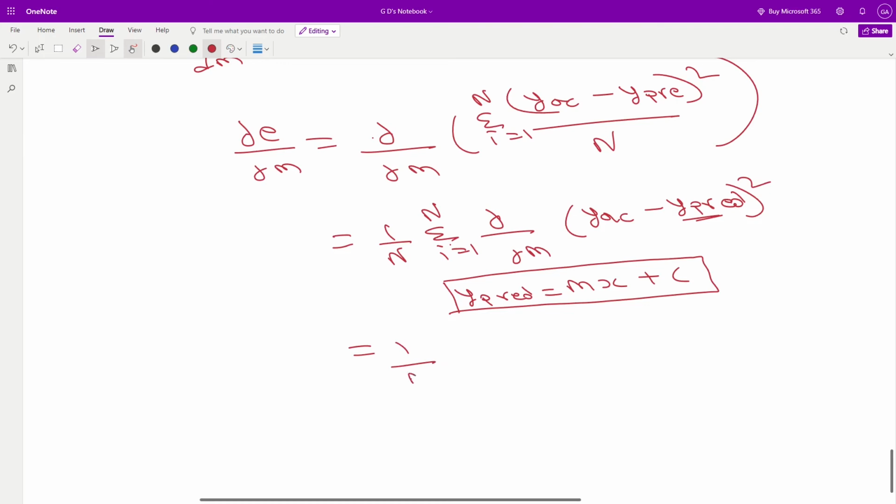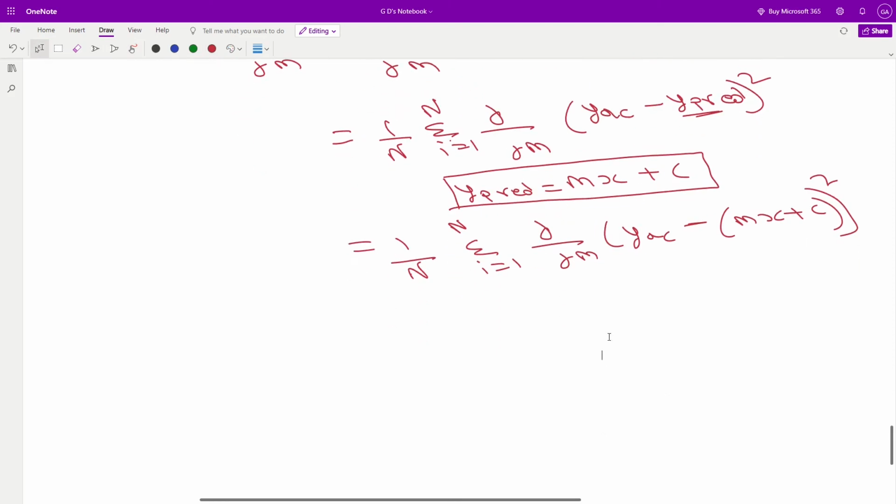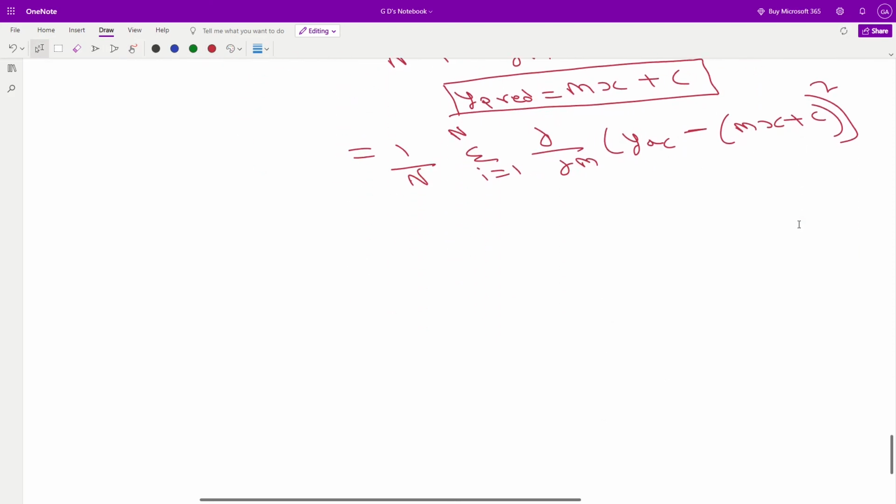So 1 divided by n, summation of i equal to 1 to n, d by dm of (y actual minus (mx plus c)) whole square. This is what you get after you apply this. Now we'll differentiate this equation and get the final equation for this particular d by dm. Let's get the final equation, so equal to 1 by n into.